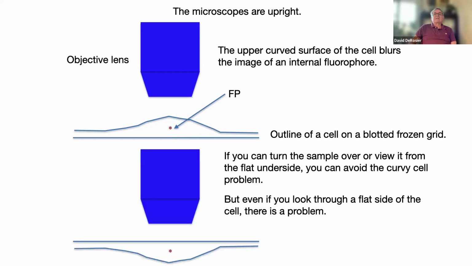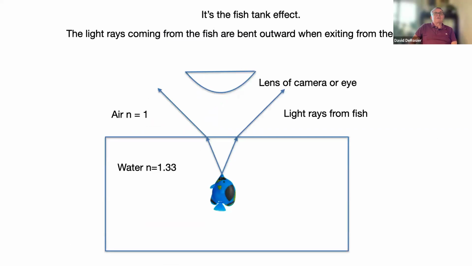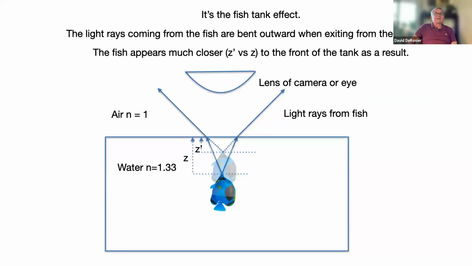If you could turn the sample over and look at the flat underside of the cell, you can avoid the curvy cell problem. But if you do, you have to remember that when you're looking, you have the fish tank effect, looking through a flat side of a cell that has a refractive index close to water. And in fact, the distance you measure is not the distance you want. You have to correct it for the change in refractive index.